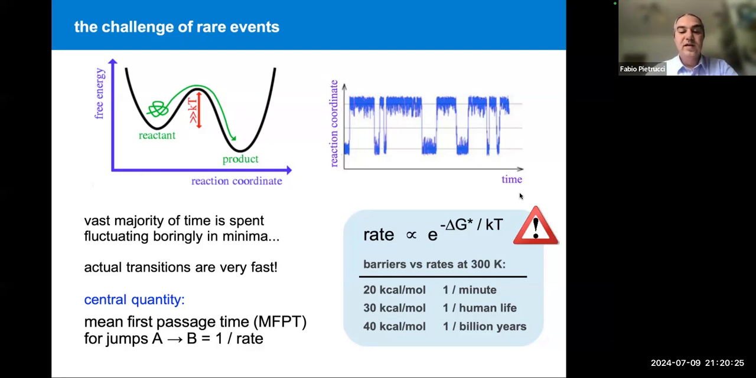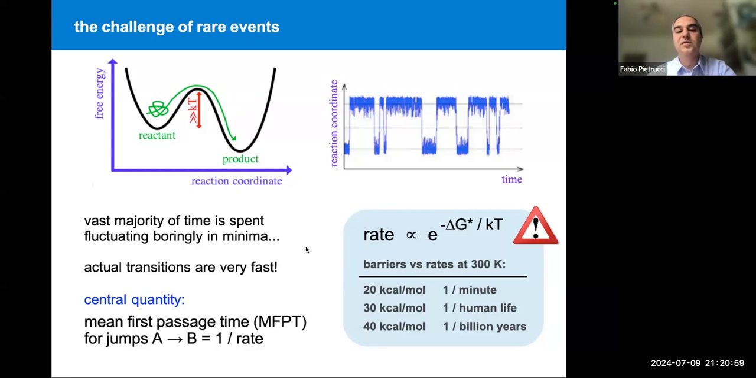So here in this small blue table, I show that very easily you exceed by many orders of magnitude our computational capability. It's sufficient to have a barrier of 20 kcal per mole, which, if I'm not mistaken, is about 1 electron volt, to have already a time scale of a minute. And you just double the barrier, you pass from 1 minute to 1 billion years. So essentially, it's very easy. You just need to break a few chemical bonds, for example. It's very easy to have an extremely slow phenomenon.